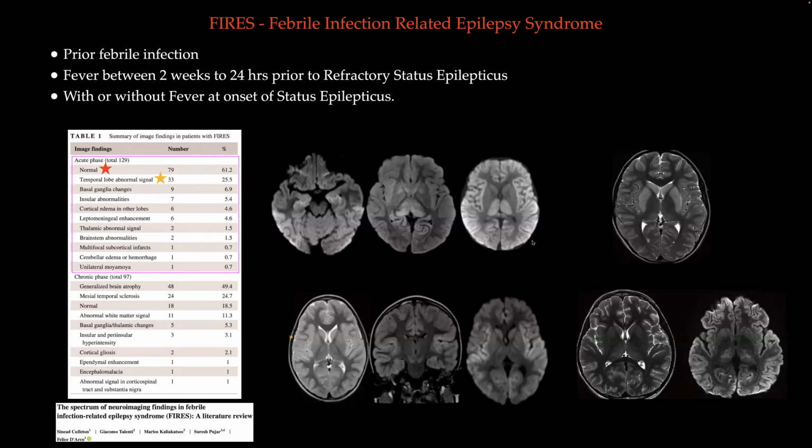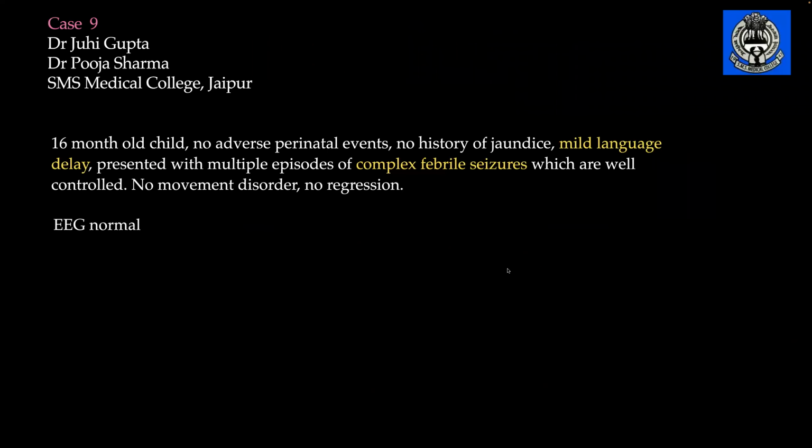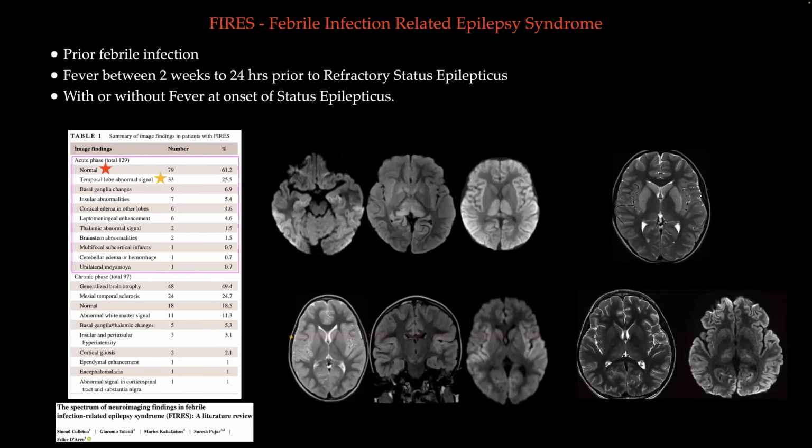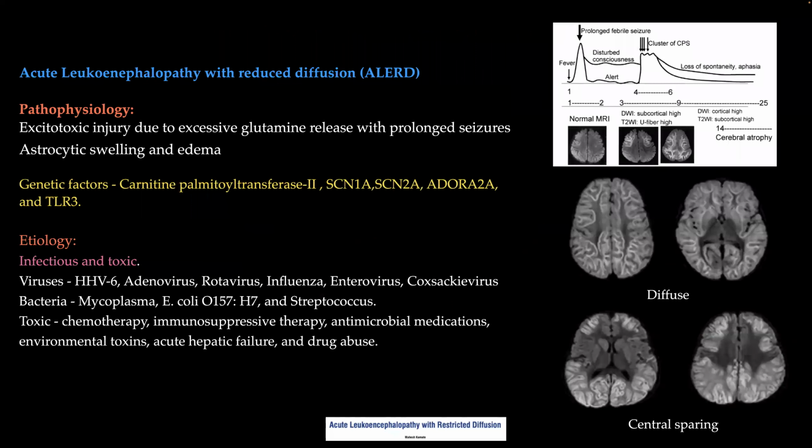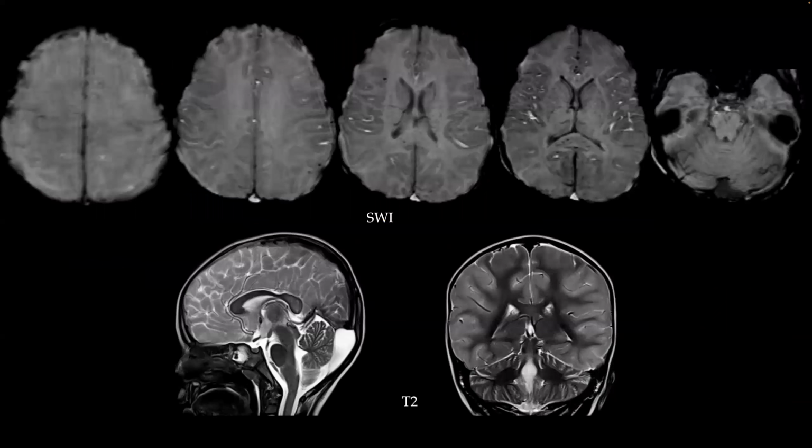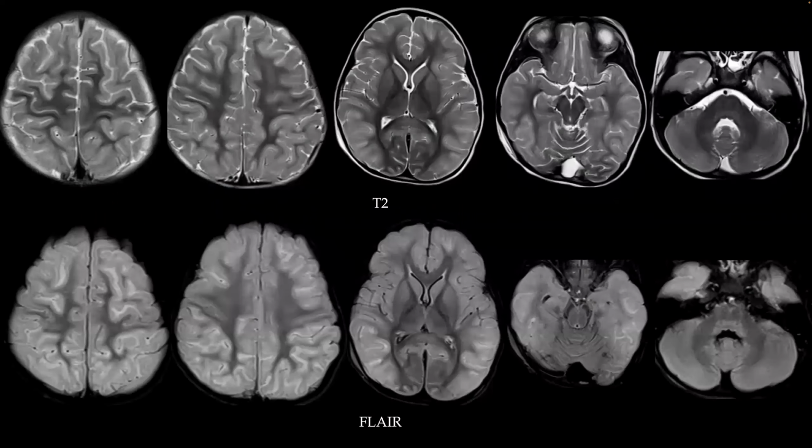The other differentials over FIRES, which can also present with these diffuse abnormalities. Yeah, so those were our differentials, and I'll open the case for the discussions. Seizures were there only during the first 2 to 3 days, sir. After that, we didn't have any seizures.